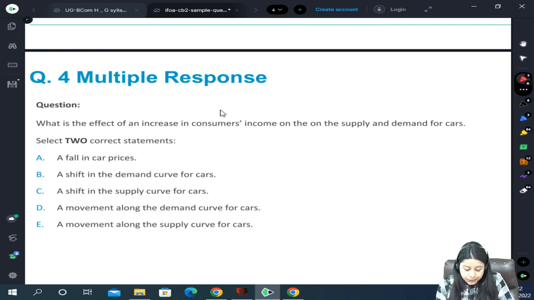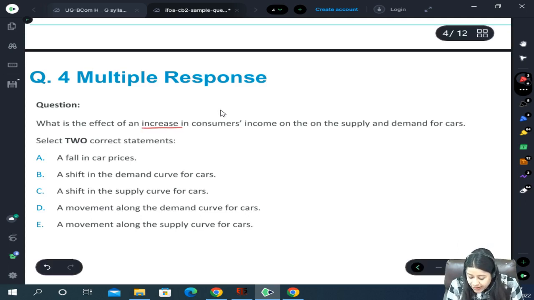So let's read. What is the effect of an increase in the consumer's income on the supply and demand of cars? Okay. Increase in consumer's income.